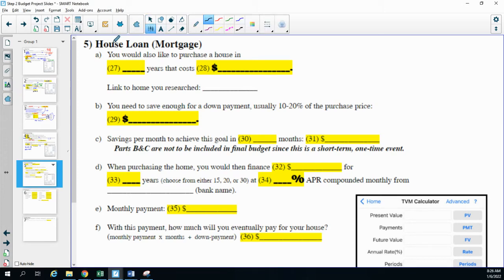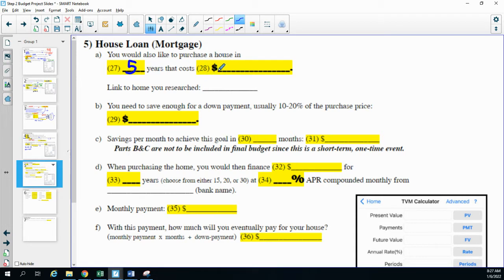All right, for the house loan mortgage portion, you're just going to be thinking about when you would like to buy a house when you get done with college. So pick however many years that is. Think of something reasonable for your life. I wouldn't put 30 years down the road, but somewhere between 5 to 10, whatever you're thinking. I'm going to put 5 for the example.